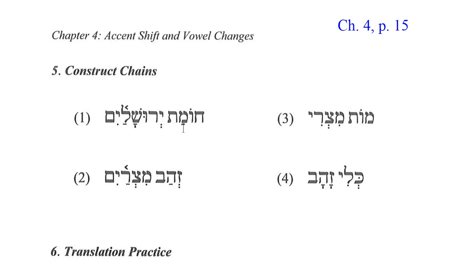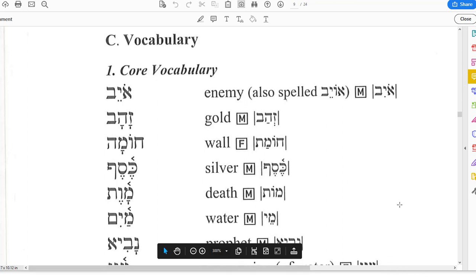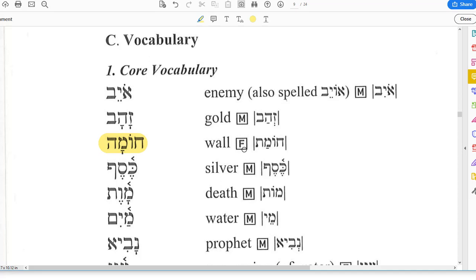Now this first word could be confusing because you won't find it directly in the vocabulary. So I need to point out something from the textbook. This is page 26 of the textbook. Here is the vocabulary word, Choma, but notice over here, after it mentions the gender, which is feminine, it gives you another form. This is Chomat, and Chomat is the construct form.